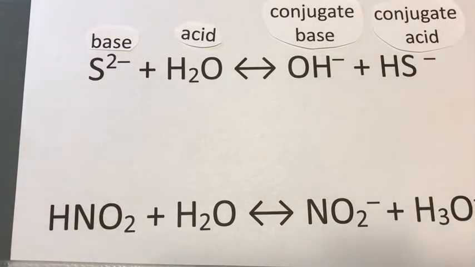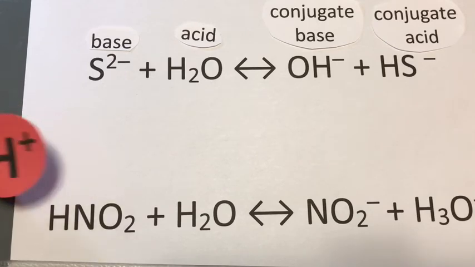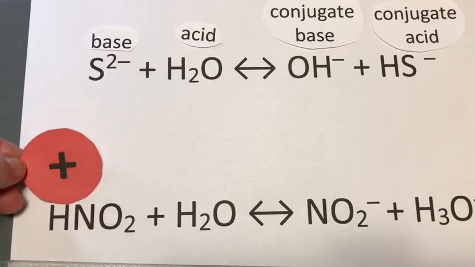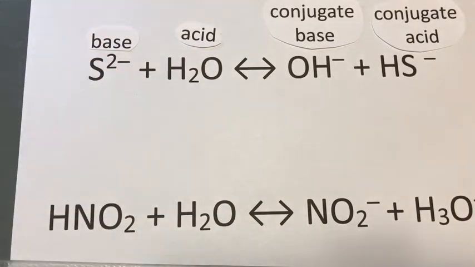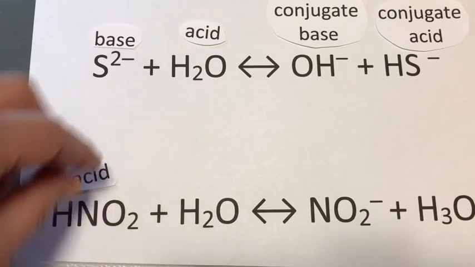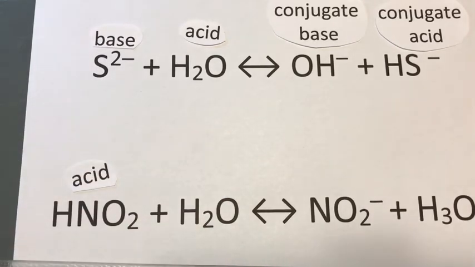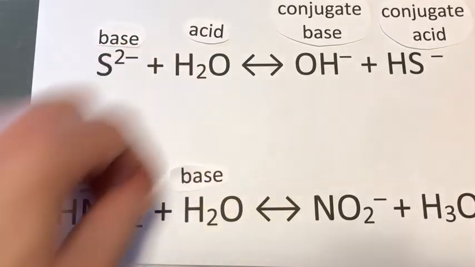Let's do another one. Down on the bottom here. This time, the HNO2 can give up a hydrogen. It has a hydrogen to give up, so it becomes the proton donor. And it is an acid. The water, in this case, accepts that hydrogen. It accepts the proton. It's the base.